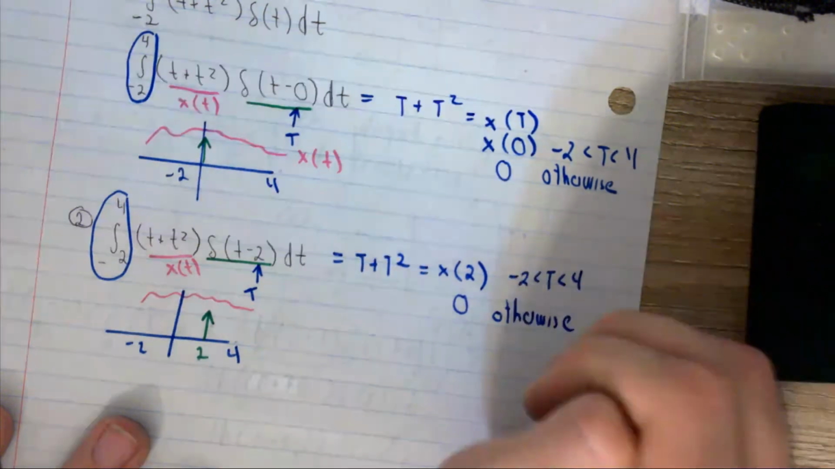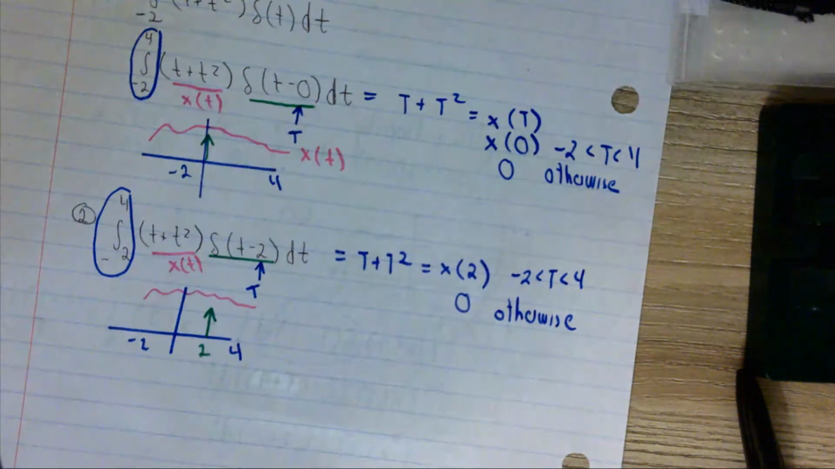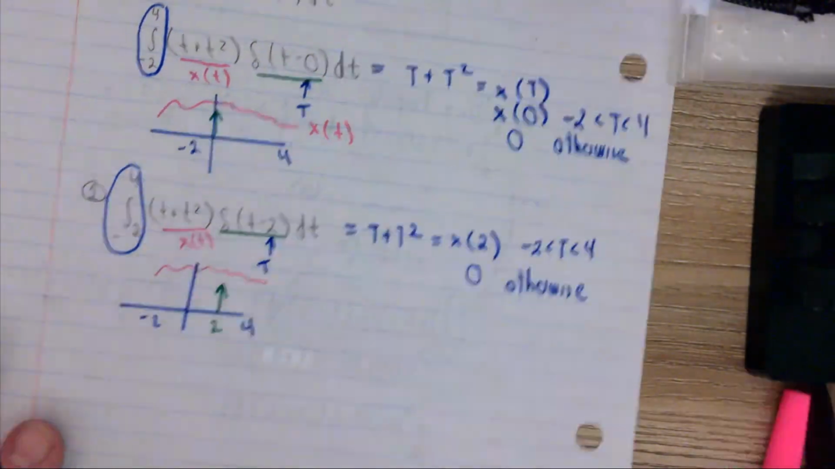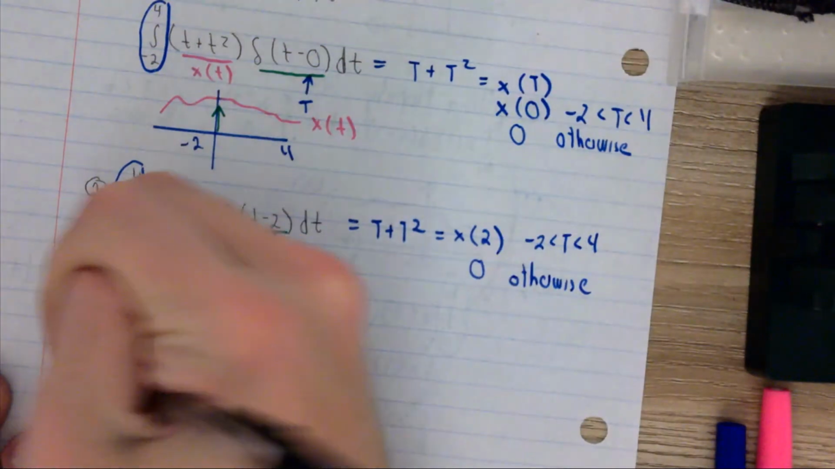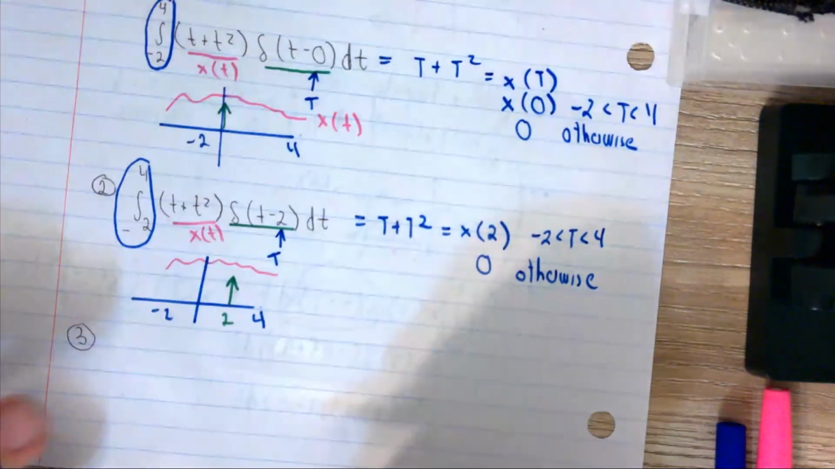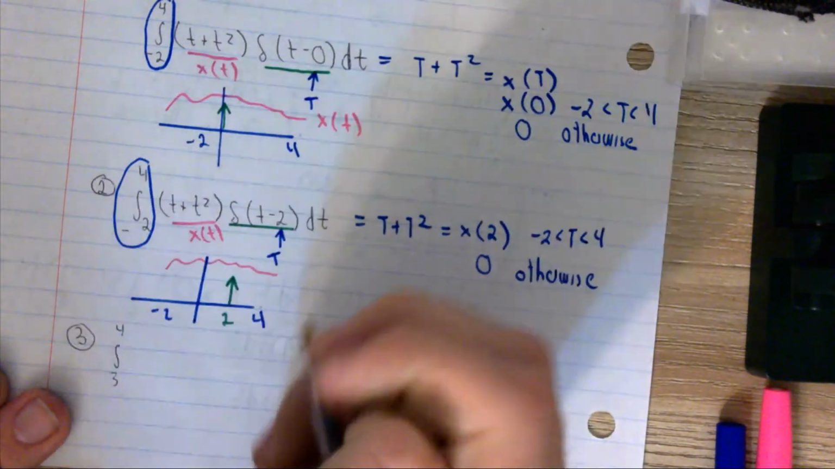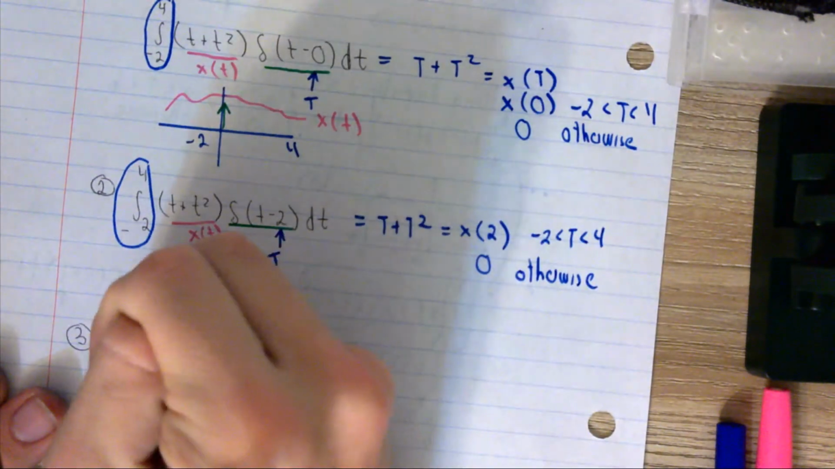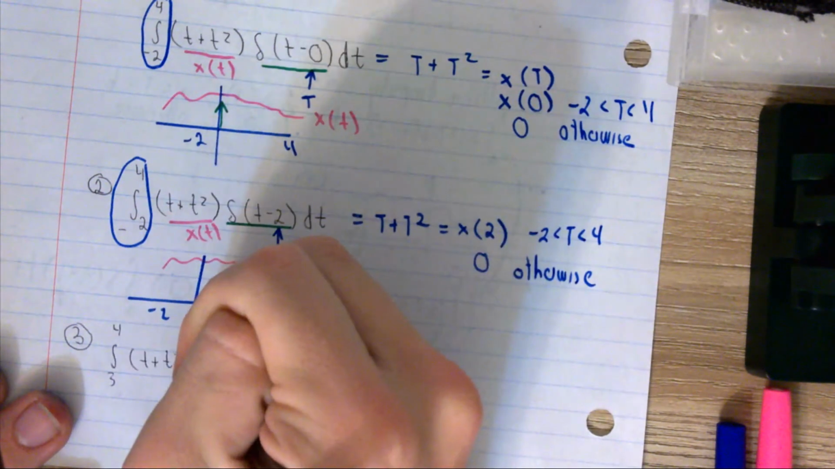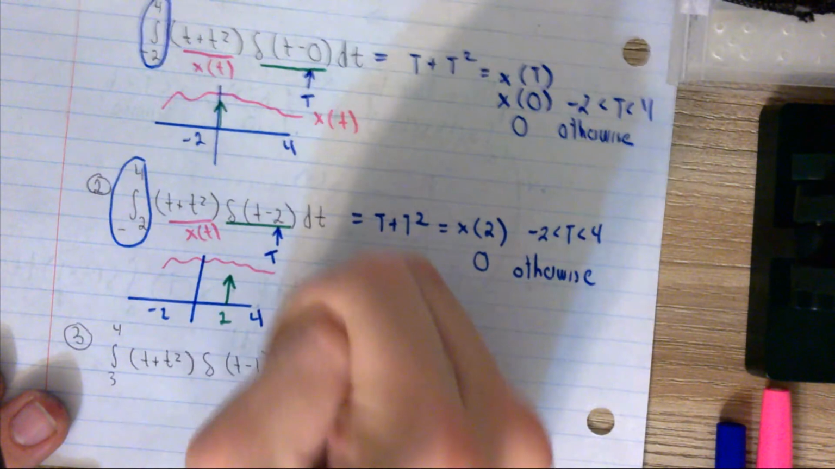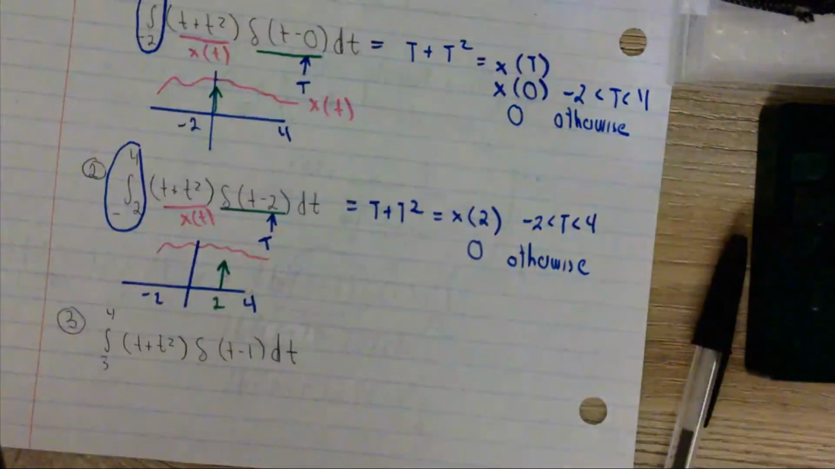Now that we got that, we're going to look at the third one, which is from 3 to 4. It's t plus t squared, delta of t minus 1, dt. Let's draw it out. Okay, the delta function is going to occur at time equal to 1.